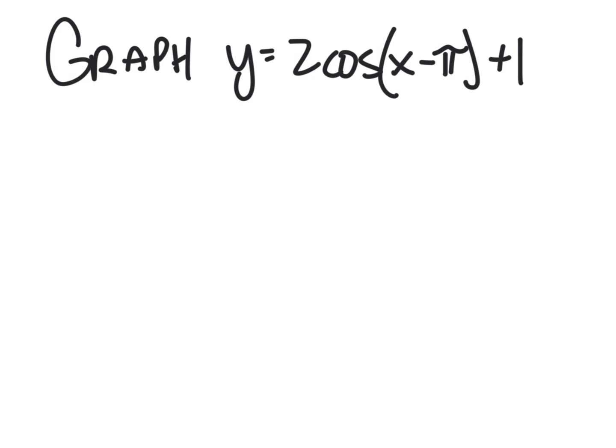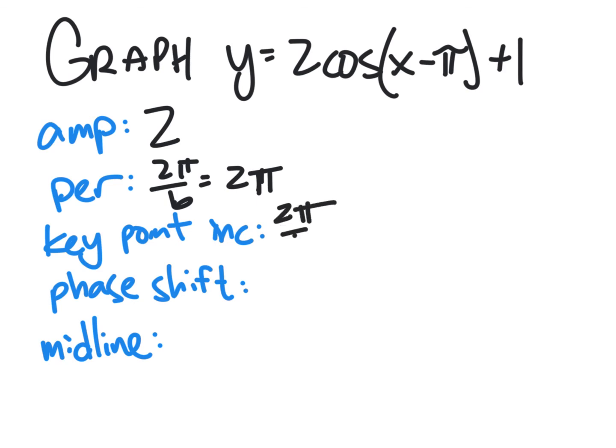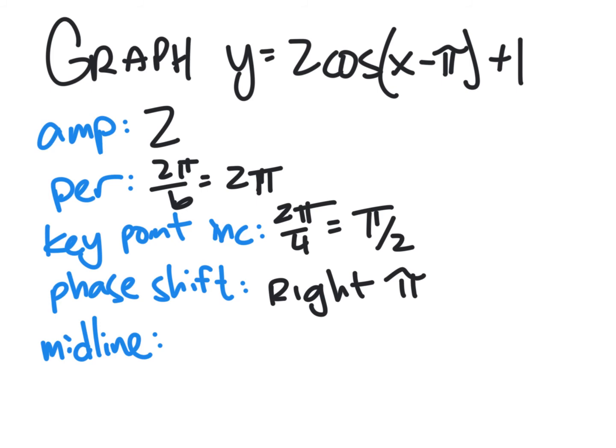But what are the transformations? So this has an amplitude of 2. Its period is 2 pi over b, which in this case is just 2 pi over 1, so 2 pi. The key point increments will come from 2 pi divided by 4, so every pi over 2. The phase shift is shifted right pi. And the midline was shifted up 1, so the midline will be at y equals 1.